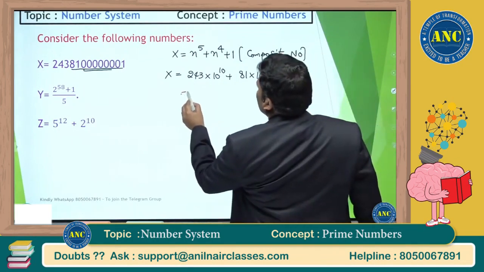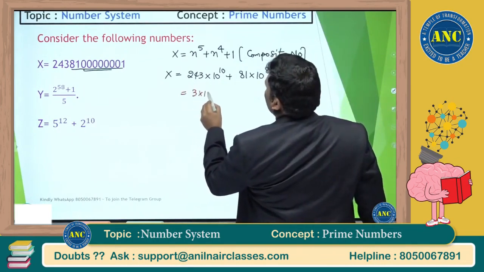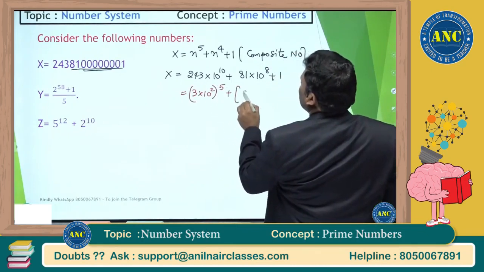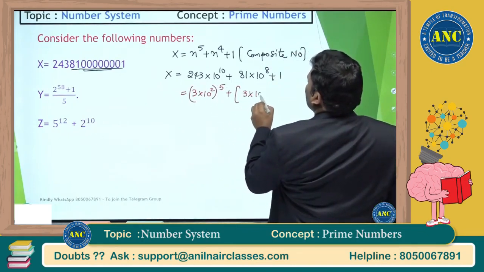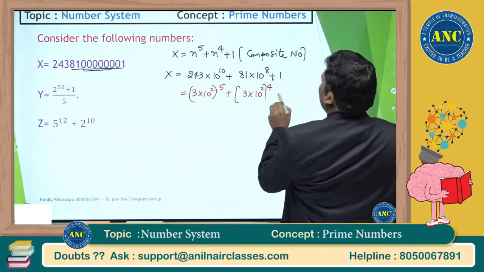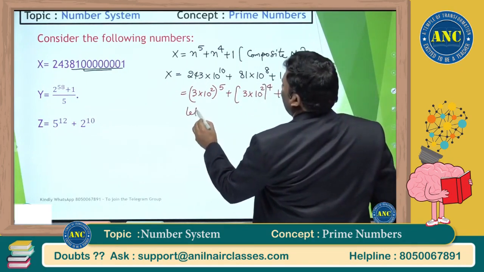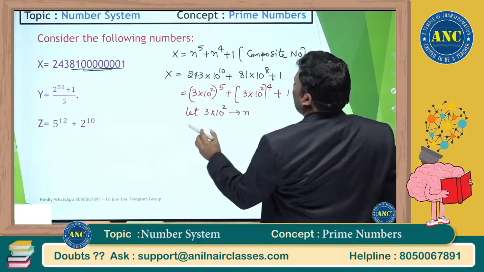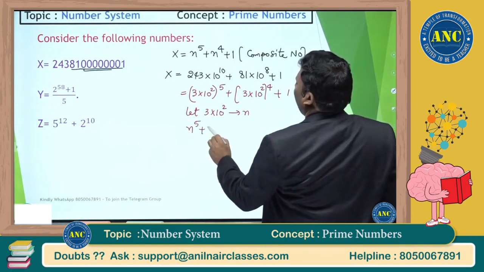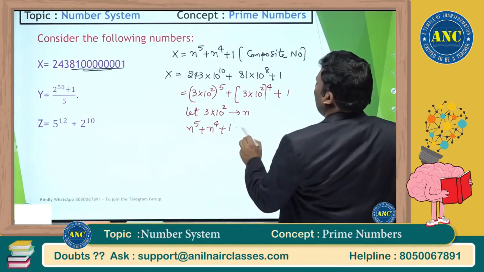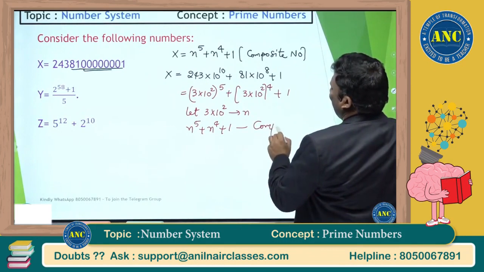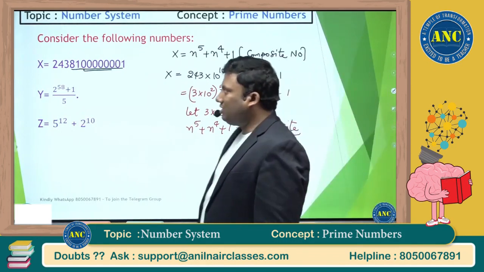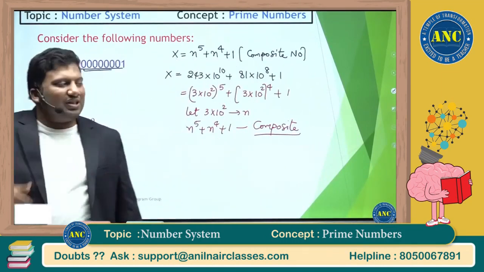This can be written as 3 into 10 square power 5. Are you all with me? This can be written as 3 into 10 square power 4 plus 1. So if I take 3 into 10 square as n, this will be n power 5 plus n power 4 plus 1. Definitely the number is a composite number. It seems like a number with a huge number of digits, but actually it's a composite number.